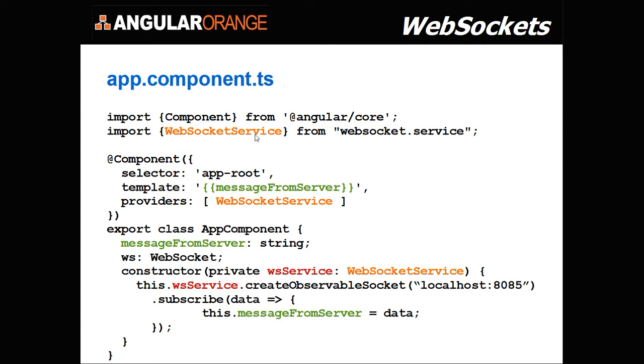In the app component, you include the WebSocket service, you provide the WebSocket service, you inject it into the constructor, and then you create the observable socket by pointing to the URL on the server. It's a different port number. And then you subscribe to that data. When the data comes in, the message from server gets created. Message from server is bound using this interpolation operator to the template. So you'll see the messages as the server code is sending them over.